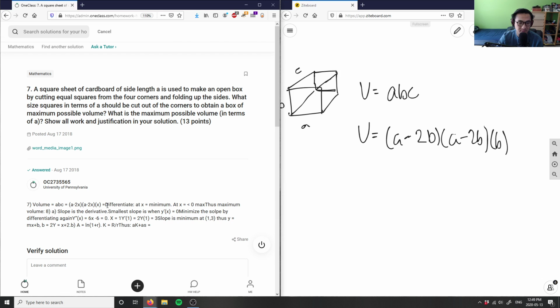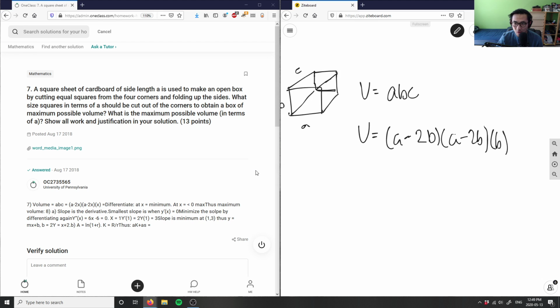So it says here differentiate at x equals minimum. So at x equals, basically if it's less than 0, thus maximum volume. So the logic here is that I'm taking the derivative of this volume and setting it to 0, and figuring out when the function is going to be negative. That will be my maximum volume here.